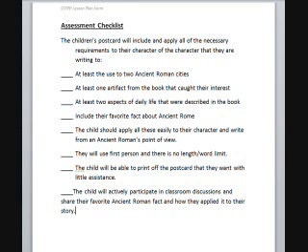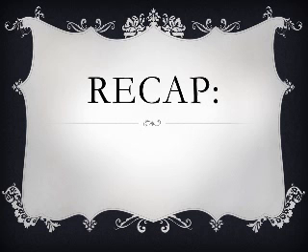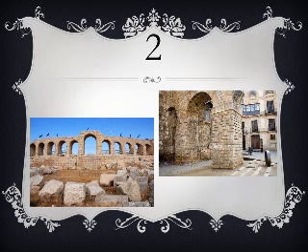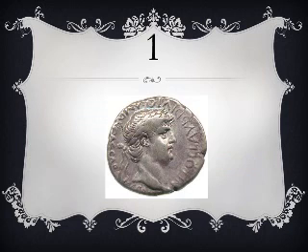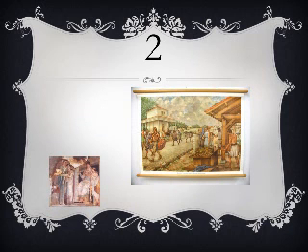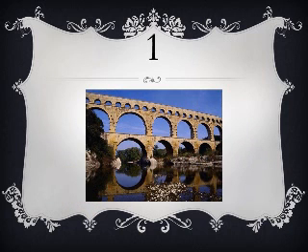Regarding assessment, the children will be graded on their final product. The checklist shown above will assess the child's abilities to follow directions and fulfill requirements. To recap, all of the following must be included in the postcard. At least the use of 2 ancient Roman cities, at least 1 artifact from the book that caught their interest, at least 2 aspects of daily life that were described in the book, and their favorite fact about ancient Rome.